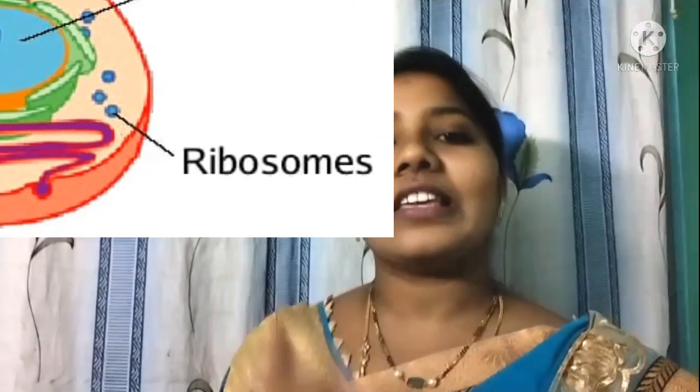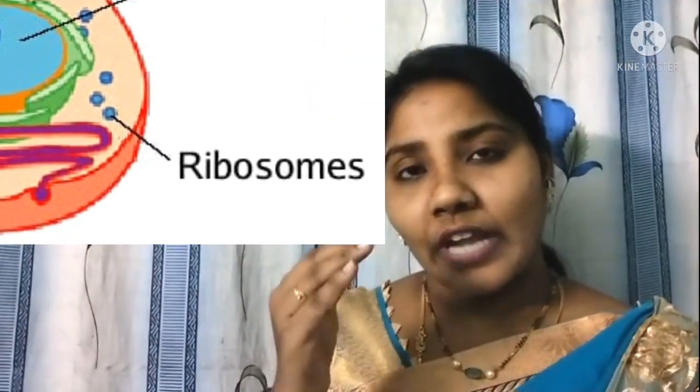Now coming to the ribosomes. The next cell organelle is ribosomes. Ribosomes are small granule-like structures which are present in the cytoplasm of the cell. They are formed of RNA and proteins. They are scattered freely in the cytoplasm. Ribosomes attached to the endoplasmic reticulum make it the rough endoplasmic reticulum. Ribosomes are mainly the sites for protein synthesis.